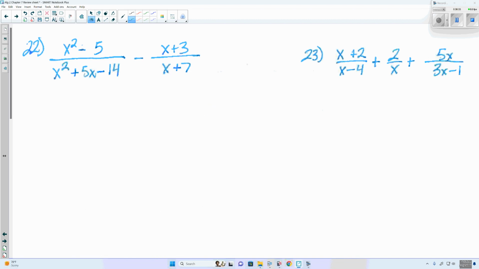All right, number 23. Three fractions. Now the numerators aren't going to change. Even if they were factorable, we're not going to factor because there's no point in factoring them. It's not going to get us anywhere. So we're going to leave them as they are. Not going to do a thing to them.